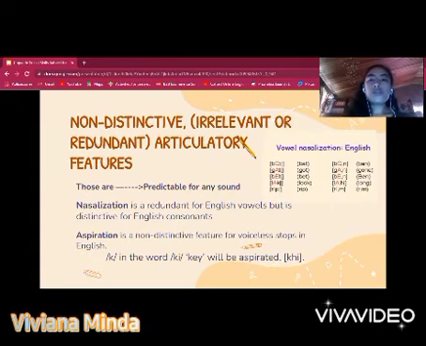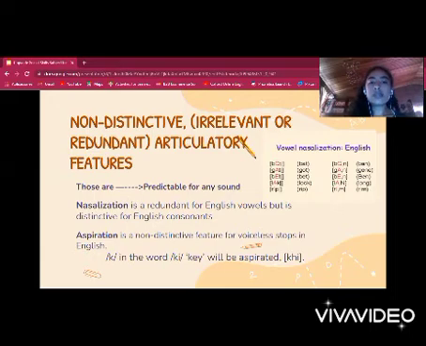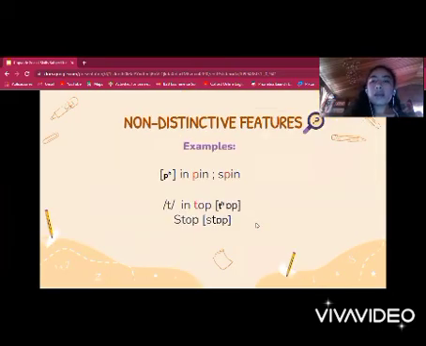The distribution of aspiration is predictable since there is a rule that determines where it will surface. We can predict that the letter K in the word key will be aspirated. Aspiration is not a distinctive feature since it doesn't create a different phoneme. For example, P in pin and spin, T in top and stop. In conclusion, aspiration is a non-distinctive feature for English consonants.